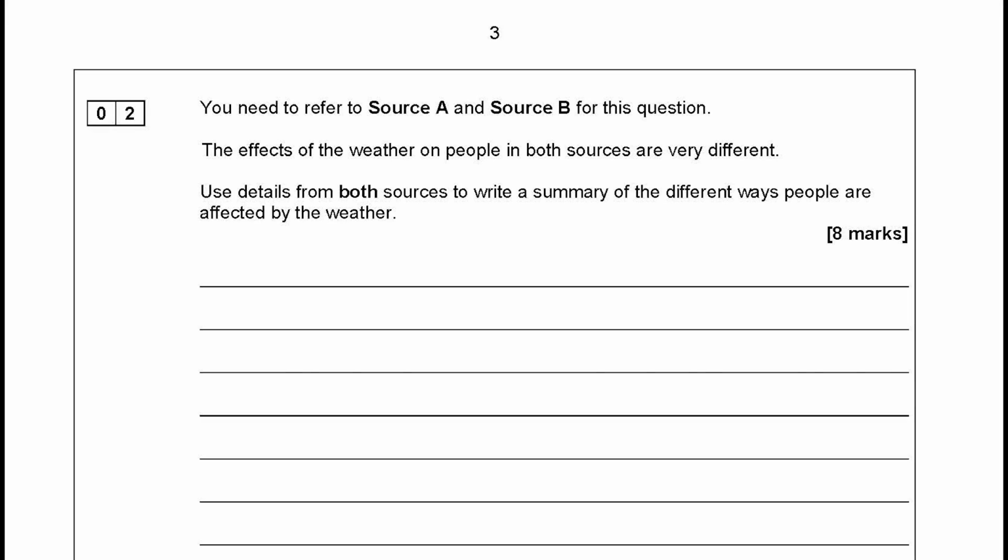For question 2, obviously it's a little bit more detail now. The first question is to get you involved in the paper and just making sure that you are starting to settle into the texts. So question 2, you need to refer to source A and source B for this question. So you must read both of them and make sure that you use both of them in your response. For this question, the effects of the weather on people in both sources are very different. Use details from both sources to write a summary of the different ways people are affected by the weather.